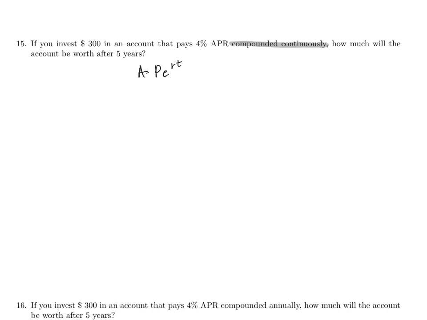So A, that's what we're looking for. P is the principal, the original amount is 300, times e to the r, the rate as a decimal is 0.04, times t, the number of years is 5. Okay, and so all we have to do once we put that in the formula is plug that in our calculator and solve. So we have 0.04 times 5. We're going to have e to that power times 300. So I got $366.42.